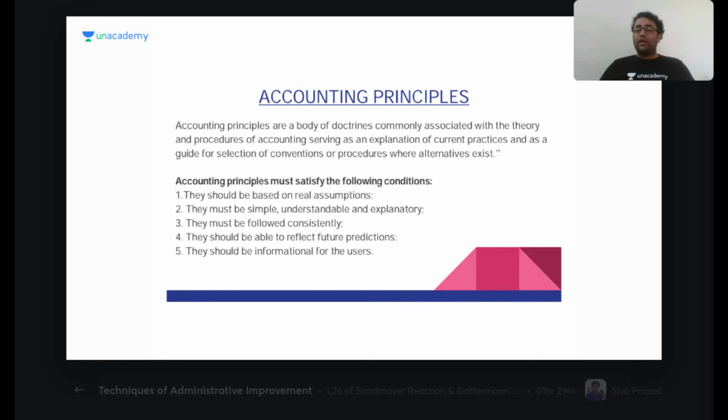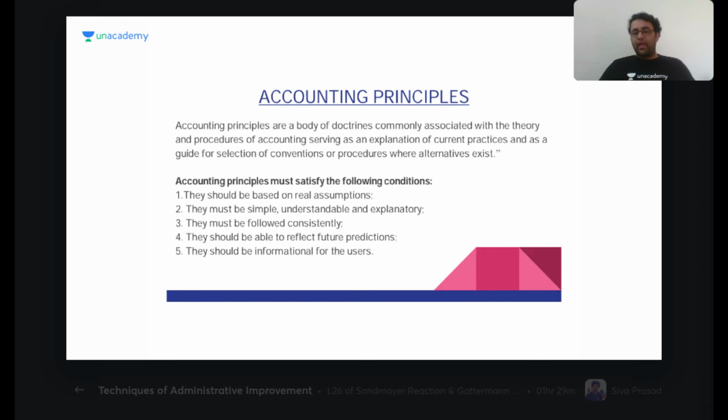Make it a quality-based schedule. Yes, this is what I'm going to finish, and if you finish it early, please get up from your seat and do something else. And if it takes time, then please finish it and only then get up. So this is the principle. So accounting principles must satisfy the following condition. They should be based on real assumptions.